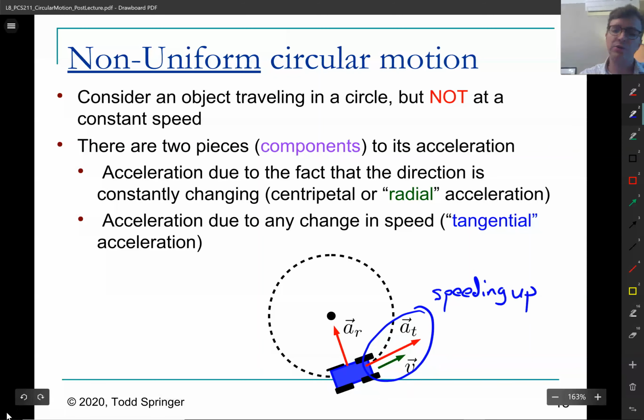But it's also traveling in a circle, which is why I have this piece of the acceleration, which is called the radial or the centripetal acceleration. So you have both of those things going on at once. It's a more complicated problem now.